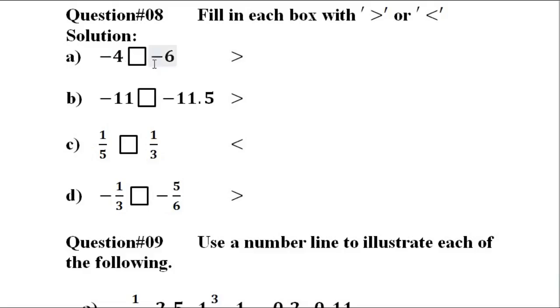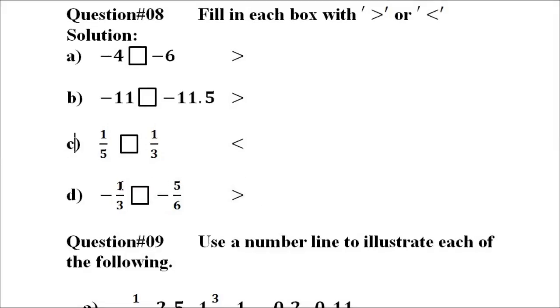The second part is negative 11 and negative 11.5. Remember, on a number line, the further left you go, the smaller the number. Since negative 11 is closer to 0 than negative 11.5, therefore negative 11 is considered greater than negative 11.5.